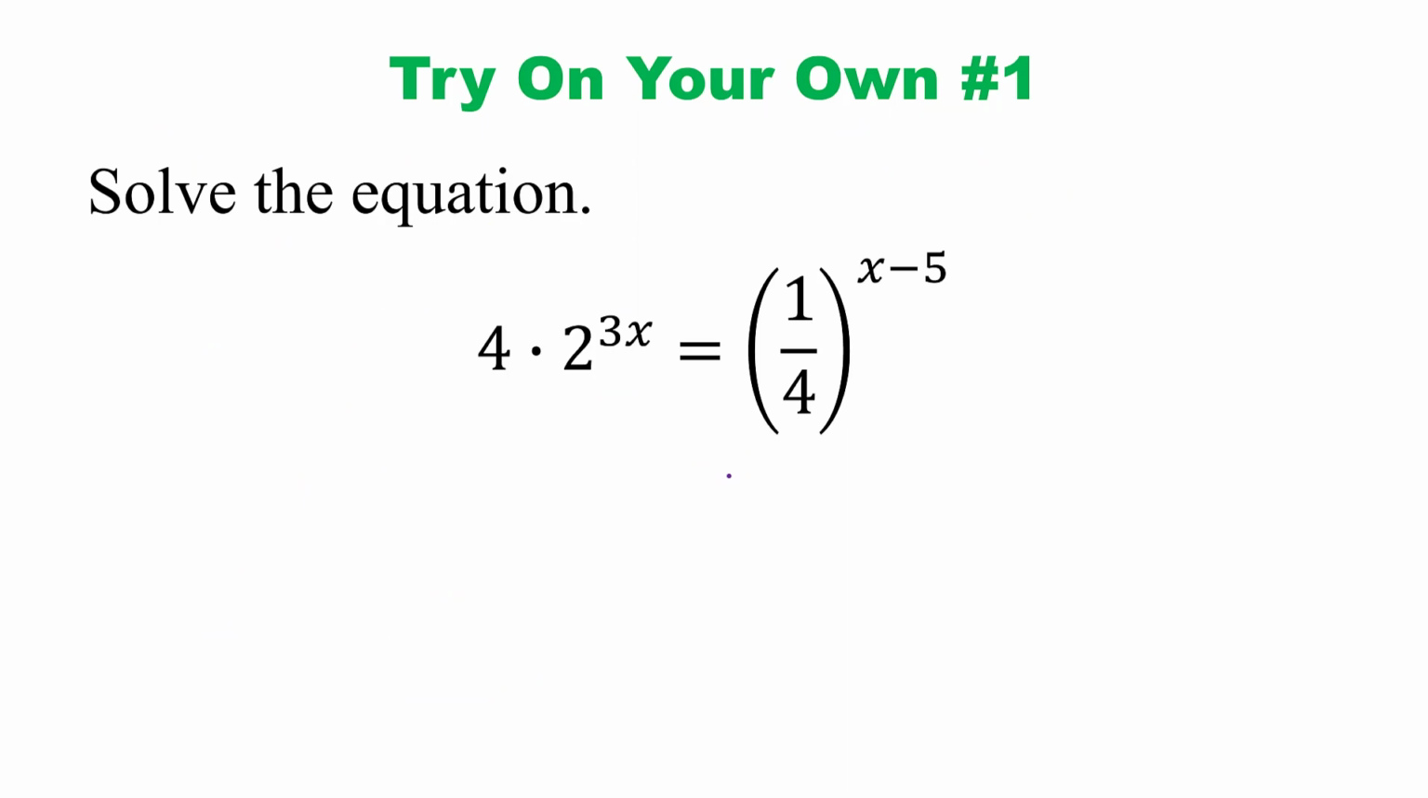Try on your own number 1. Solve the equation: 4 times 2 raised to the 3x equals 1/4 raised to the x minus 5.